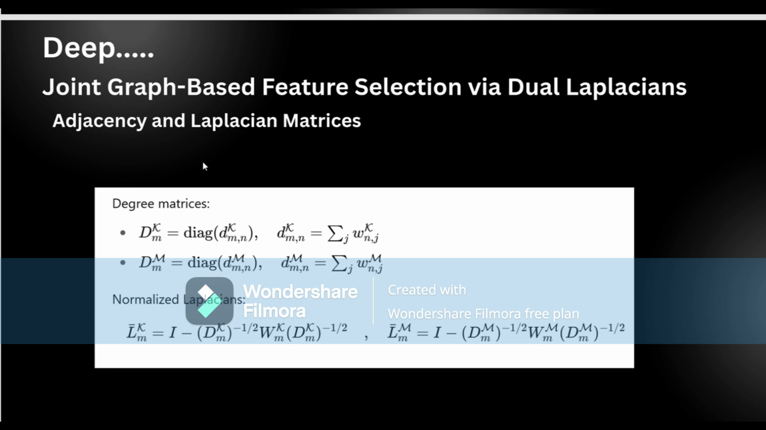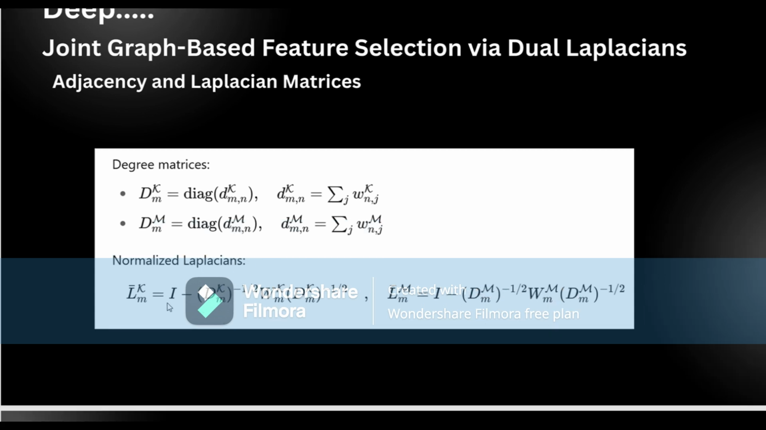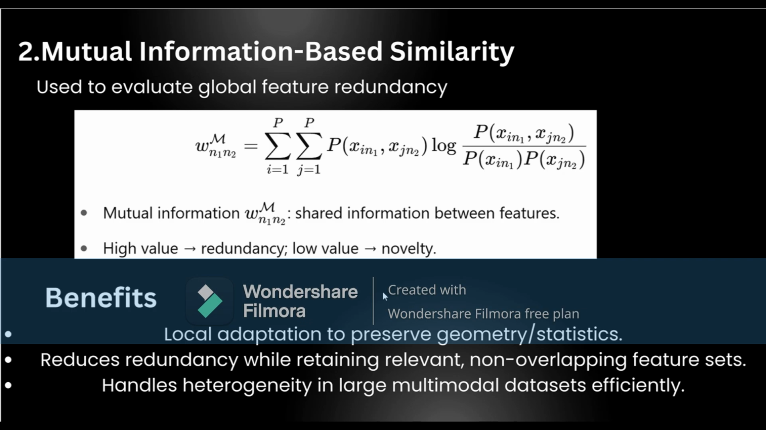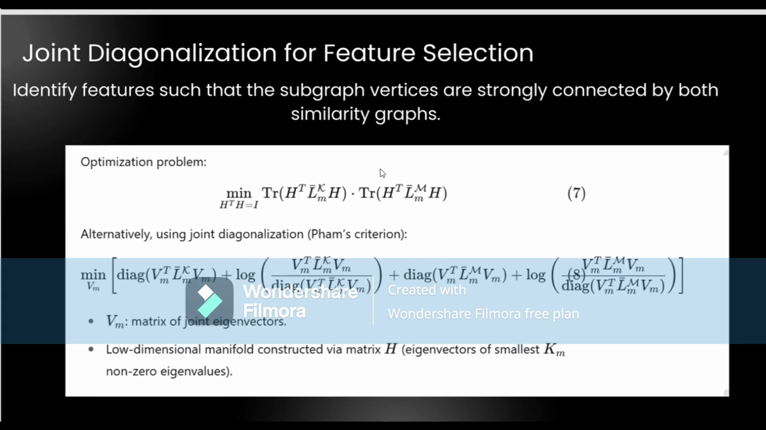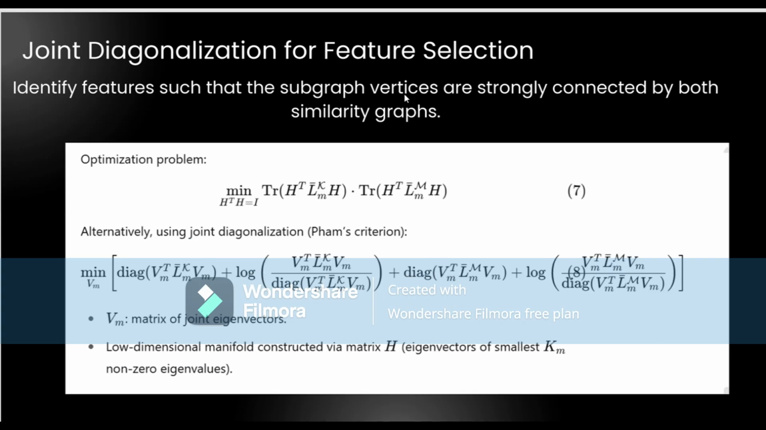Joint graph-based feature selection via dual Laplacians: adjacency and Laplacian matrices. These are the degree matrices and adjacency matrices. These are the normalized Laplacians. This is the kernel, and this is the mutual information one. And we'll see joint diagonalization for feature selection.